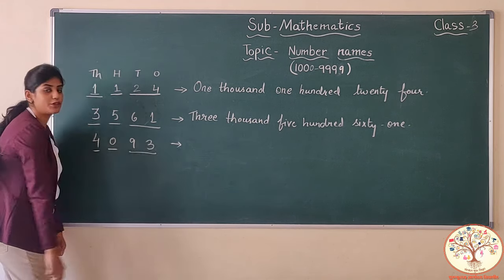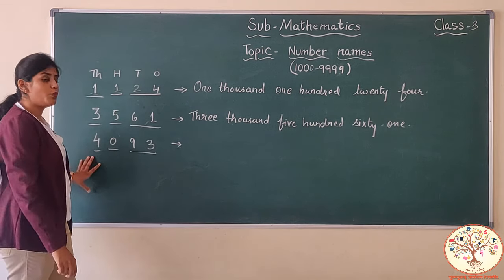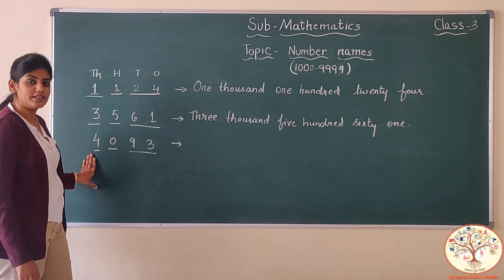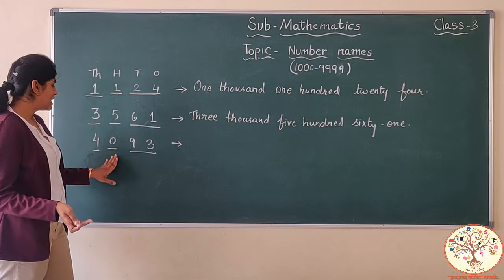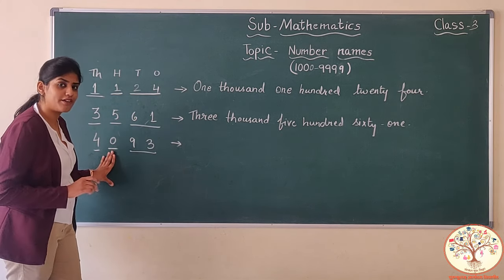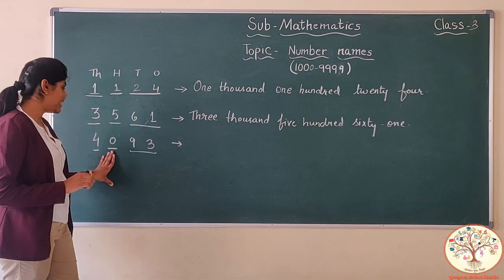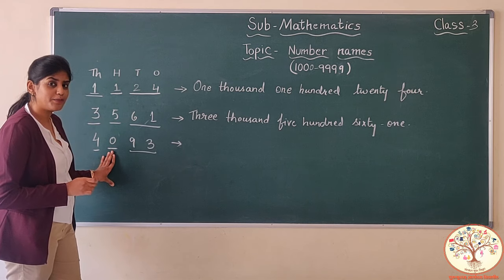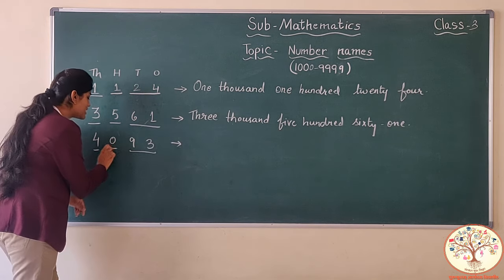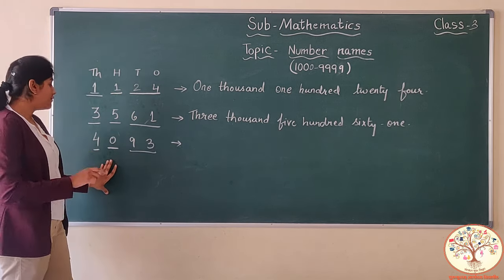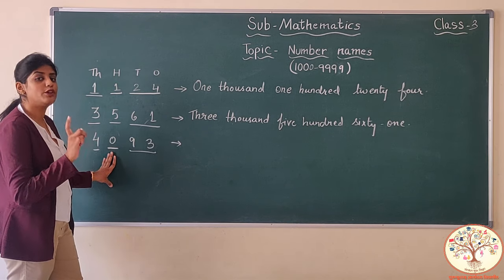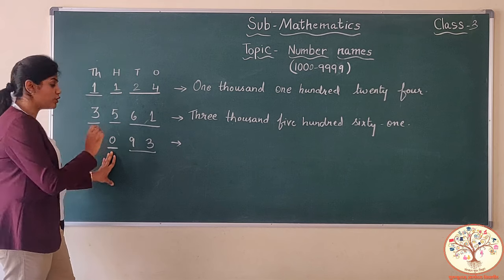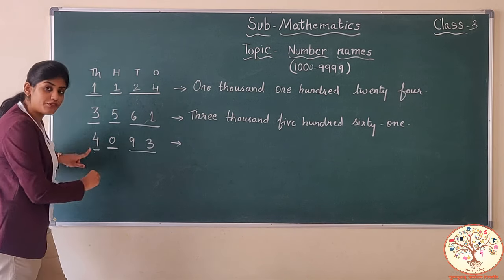Again, we will divide it into three parts. Now, look here, what number is there in the 1000 place? 4. So we will write 4000. Now, can you see any number in the hundreds place? Yes, there is 0. Do we write 0 hundred? No. We skip the place which has 0. We do not write a name for the number which has 0. So here we will write 4000.